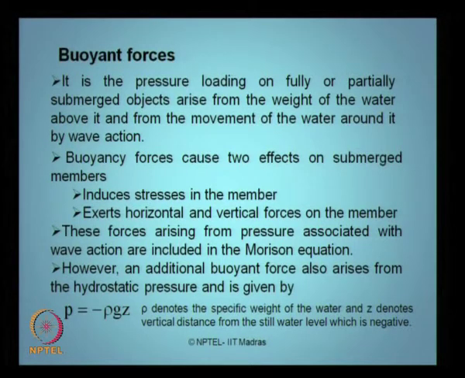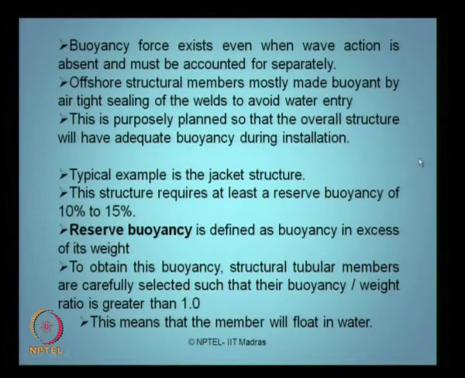Now these forces arising from pressure associated with wave action are already included in the Morison equation. However, there can be an additional buoyant force which can arise from the hydrostatic pressure. Now this is given by the following equation, where rho specifies the specific weight of water and z denotes the vertical distance from the still water level, which is negative. That is why the term is negative, and negative will give you the positive value of the pressure. Now the buoyancy force exists even when the wave action is absent, and therefore, ladies and gentlemen, it is very important that we must account for it separately.